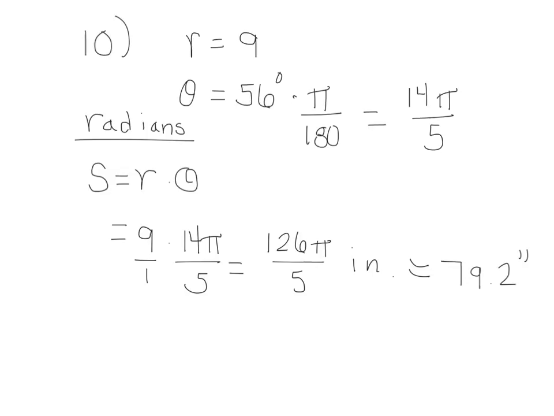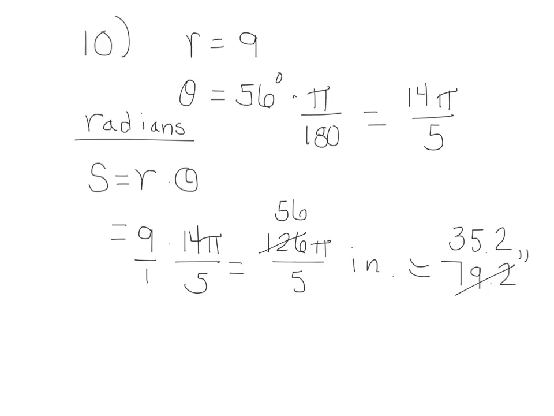Sorry, I goofed. 9 times 14 is not 126. 9 times 14 is 56. I caught my goof because I knew that 79.2 was just way too long for this small circle. So when I take 56 pi and divide that answer by 5, I find that this arc would have a length equal to about 35.2 inches.